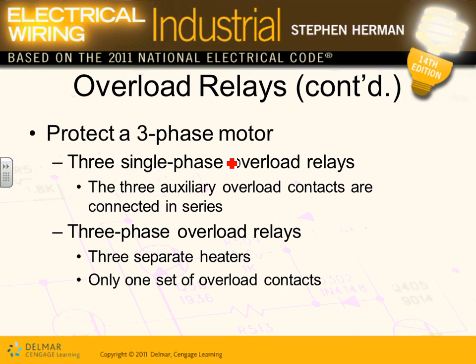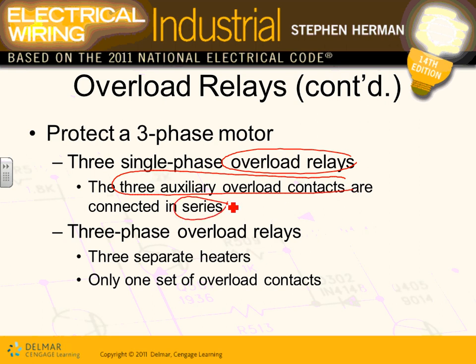So, overload relays. For a single-phase overload relay, we have 3 auxiliary overload contacts in series. You'll just look at them. Three-phase overload relays have 3 separate heaters and only 1 set of overload contacts. If you have heaters, they have 1 set. If you have a relay, guys, we'll have 3 contacts.